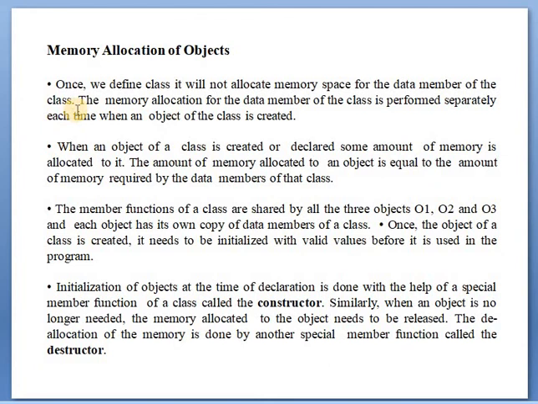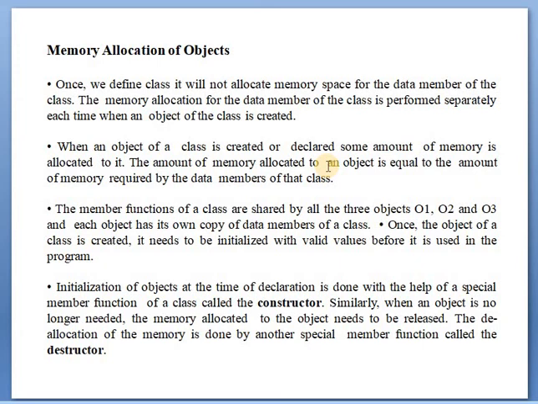Now we will see the memory allocation of an object. Once we define a class, it will not allocate memory space for the data members of the class. The memory allocation for the data members of the class is performed separately each time an object of a class is created. We might think that when we create a class, the compiler allocates the memory space, but that is not done in C++. After declaring the class, only when we create the object of that class will memory be allocated.